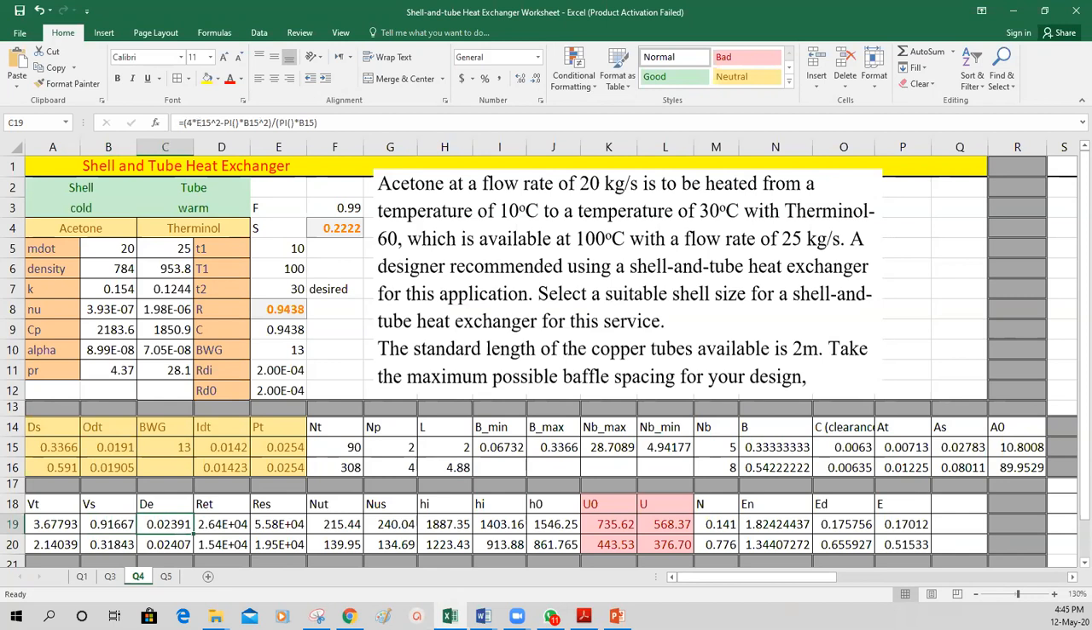Now we need to calculate the equivalent diameter. Remember that it is different for a square pitch and a triangular pitch. It's a different formula when we calculate the equivalent diameter. What is given on page 472 is for triangular pitch. In our case, what is it? Rectangular pitch, so we need to use the square pitch formula. In our case it is square pitch, so it is given on page 468.